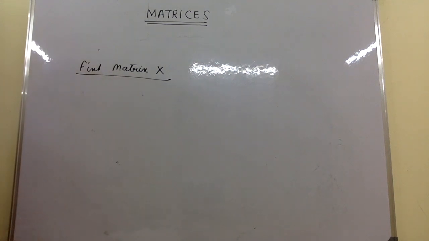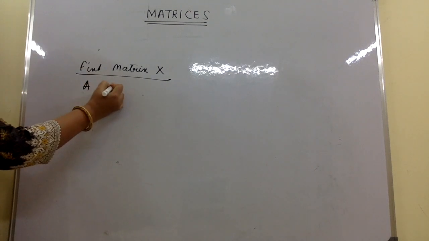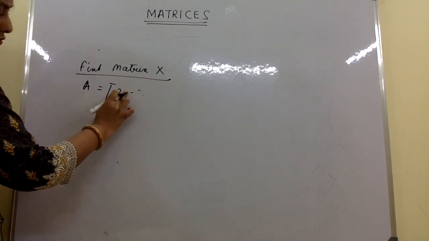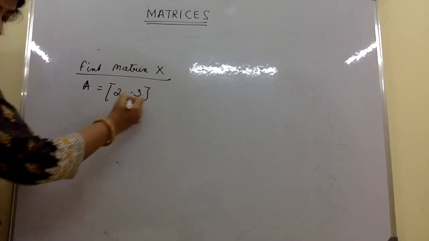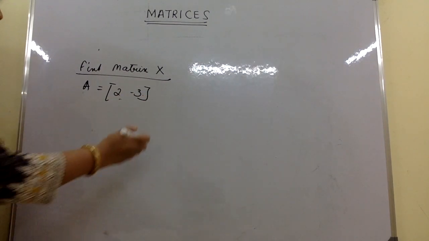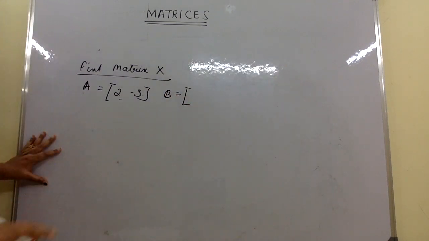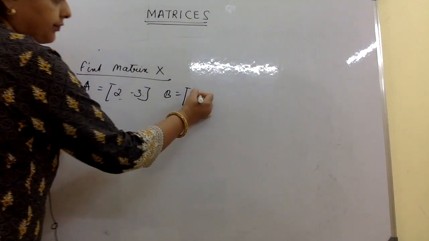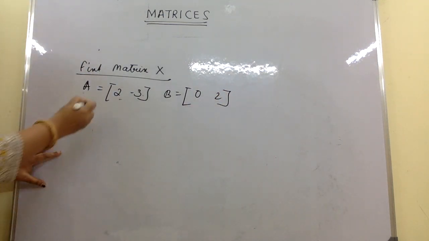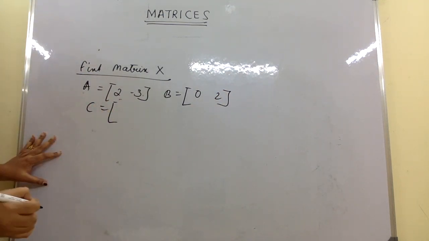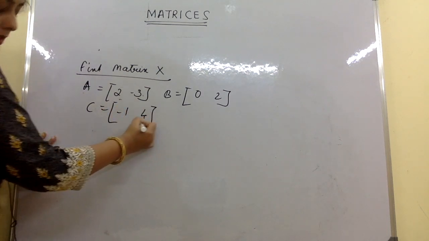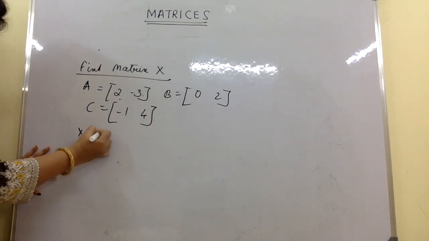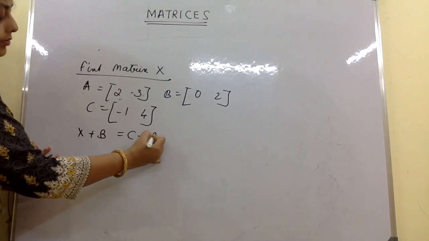Okay, here we want to find matrix X in each of the following. Okay, what is it? Let's see. A is equal to 2 minus 3, don't put commas in matrices. You are not supposed to put commas. In set theory you put commas. Okay, here you have 0, 2. Okay, just write it a little far away. C is going to be minus 1 and 4. And what is the equation? X plus B is equal to C minus A.